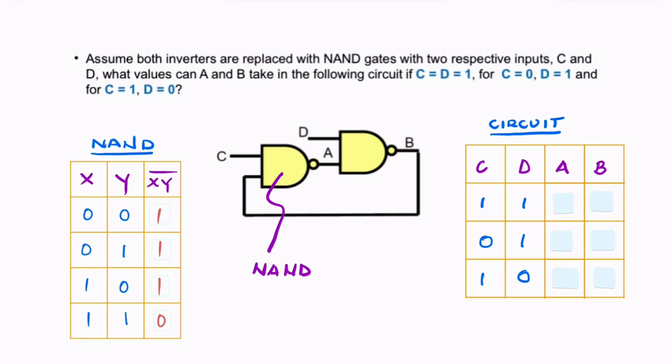For this circuit, they've given us three possibilities. Either both C and D are 1, or 0, 1, or 1, 0. So these are our three possibilities. Now, if C and D are both 1, so you've got a 1 going into the first gate and a 1 going into the second gate. So let's look at the possibilities.